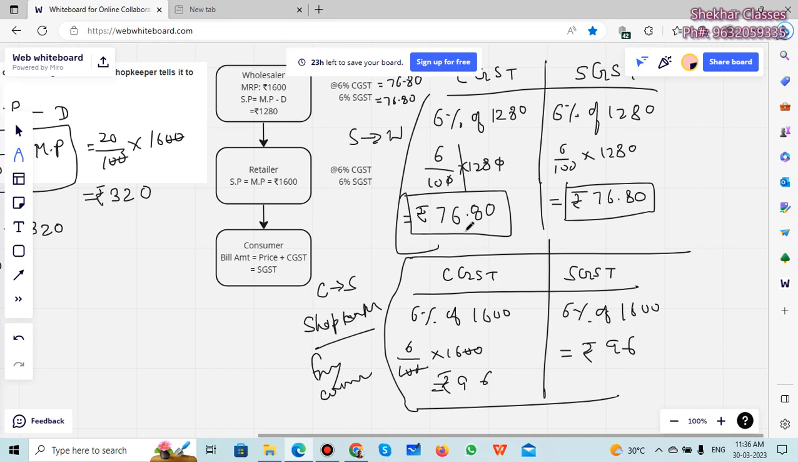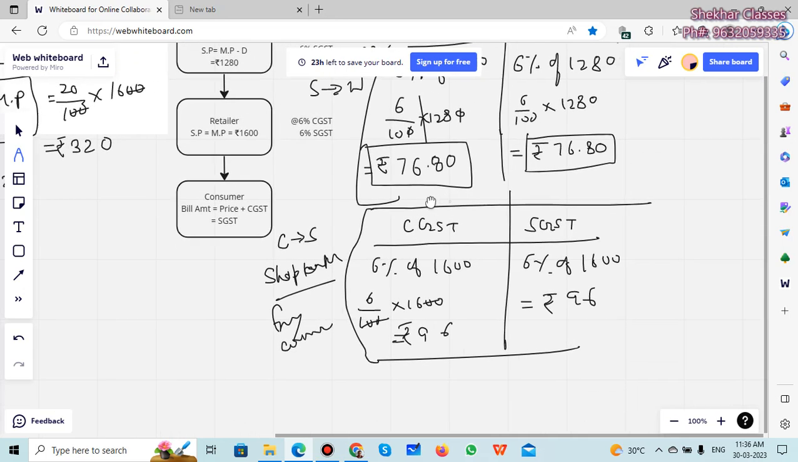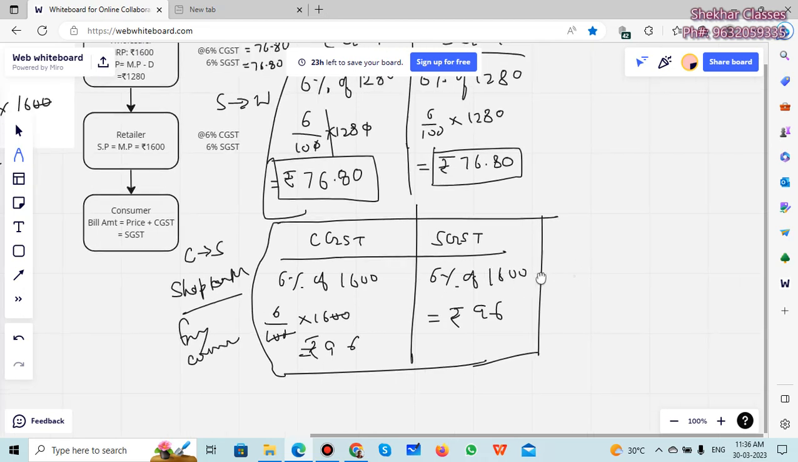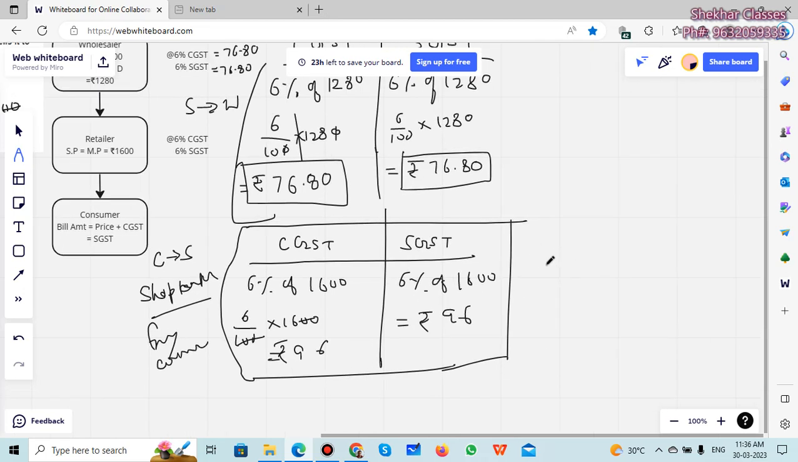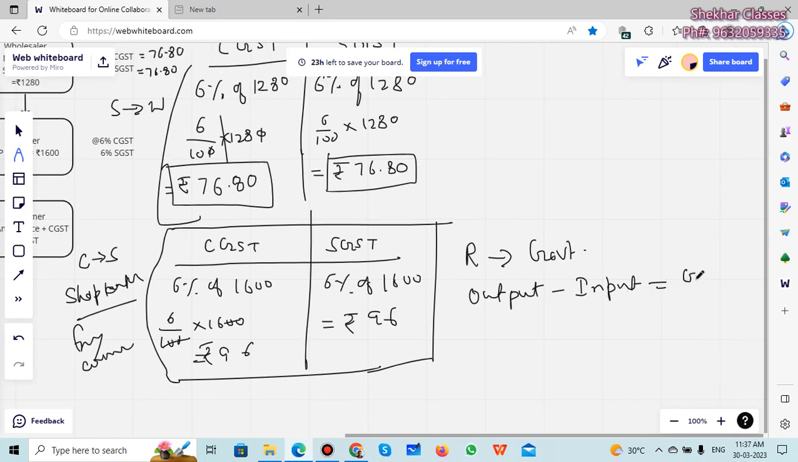government. Since he has already paid 76.80, he will subtract that, and let's see how much amount he will pay to the government. Retailer to the government, how much? He collected 96, so the output tax is 96. We can write the formula: output GST minus input GST, and that is the tax that will go to the government.